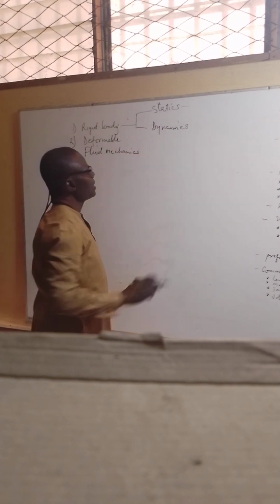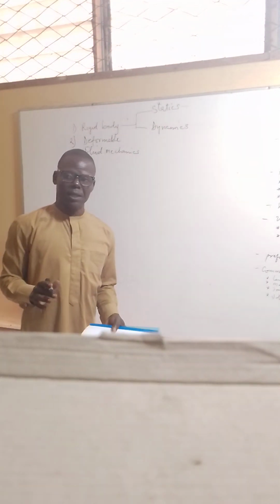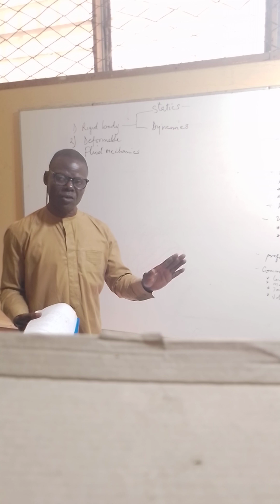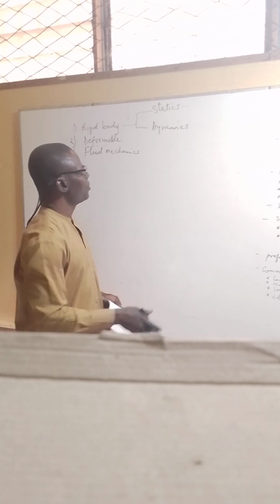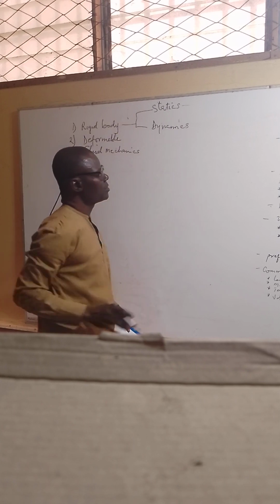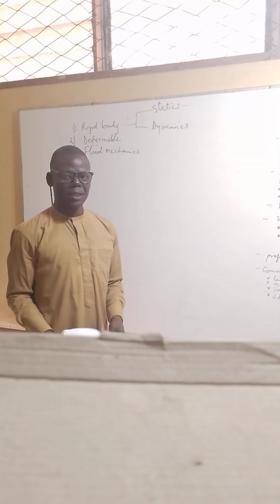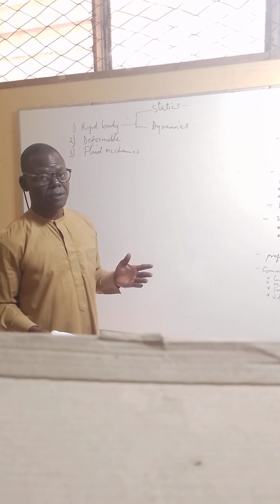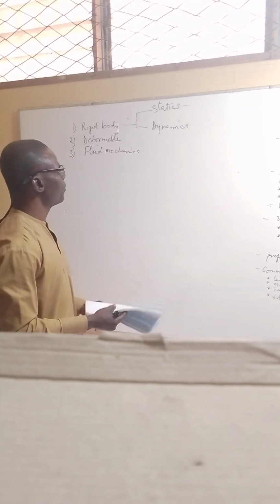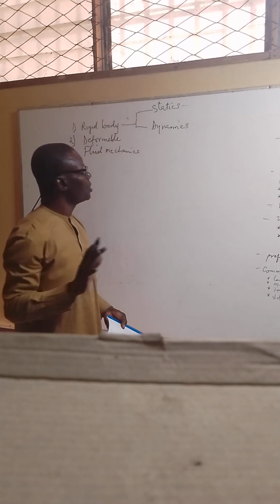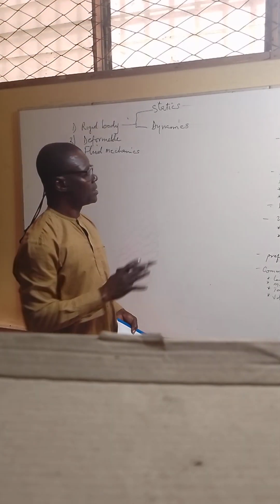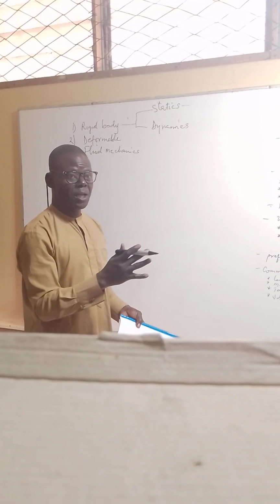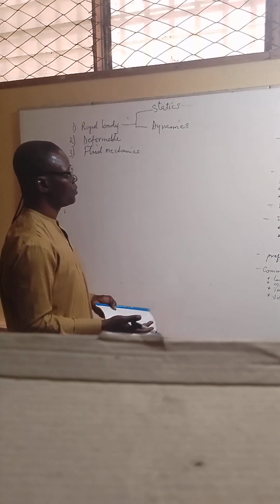In statics, we say that bodies are in a state of equilibrium, either moving with constant velocity or stationary. We were taught that if a body is moving with constant velocity, its acceleration is zero, so there is no net force on the body. But dynamics is solely concerned with accelerated motion, where force is applied, the action of the force on the body, and what happens to the body as it moves.